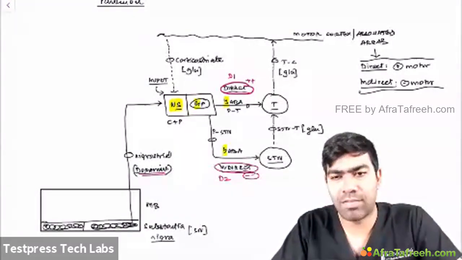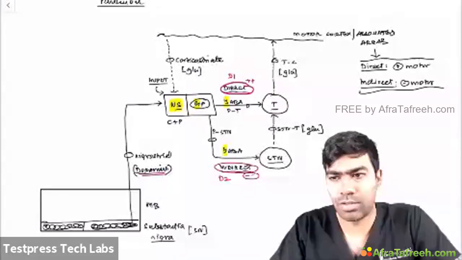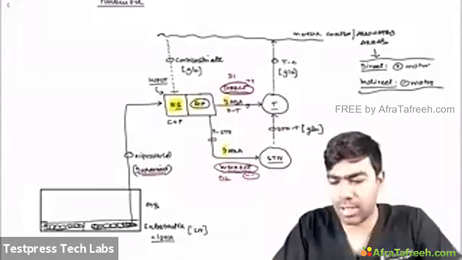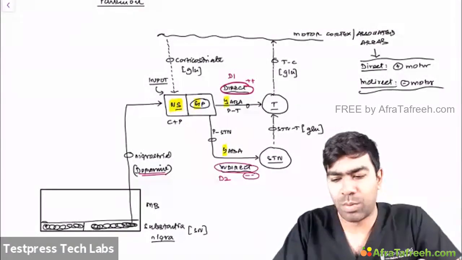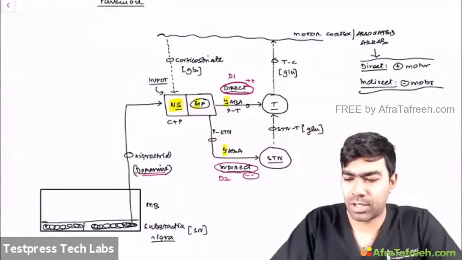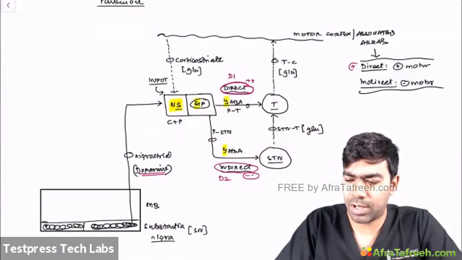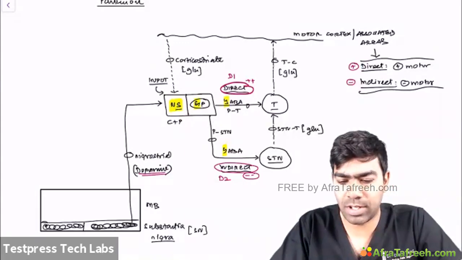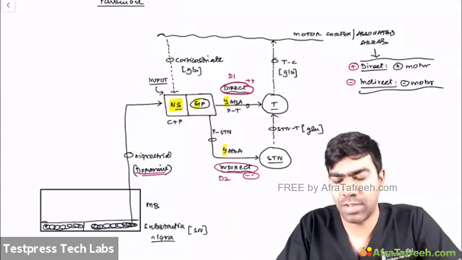So you can understand, it's like a fine tuning of a thing. So you need to have a balance between stimulatory and inhibitory pathways. Now what dopamine does is, dopamine stimulates the direct pathway, and we know it inhibits the indirect pathway through D1 and D2 receptors, and we know that.